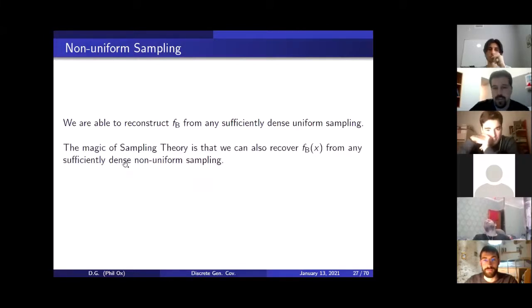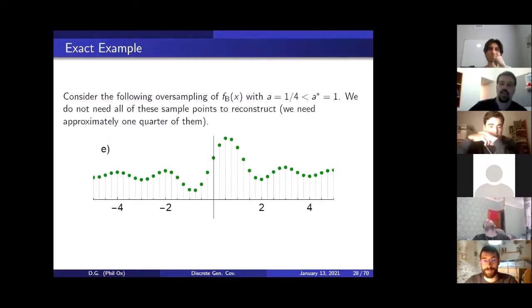But the real magic of sampling theory is that we can also recover this function from any sufficiently dense non-uniform sampling. And let's see how that works, because this really is magical. I still don't, like, I absolutely believe it because I've seen the proofs and all of that, but it's just something crazy to me. So consider this the same function, but oversampled 4 times too much, let's say. So with a equals 1/4. So we don't need all of these sample points to reconstruct the function. Actually, we only need about 1/4 of them. We could keep this one, drop this one, drop this one, drop this one, keep, drop, drop, drop, keep.